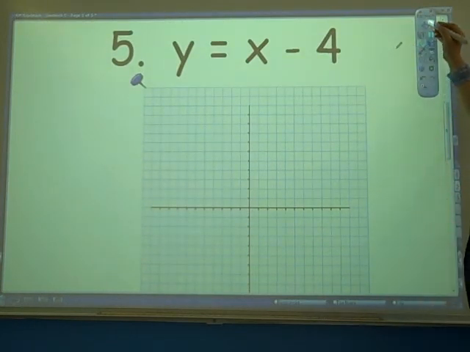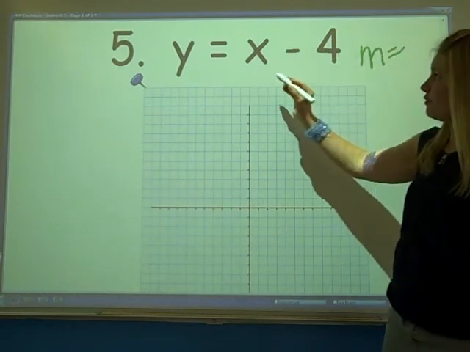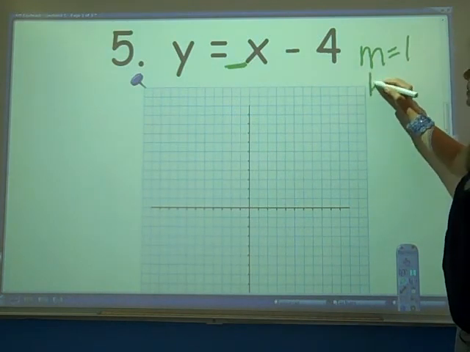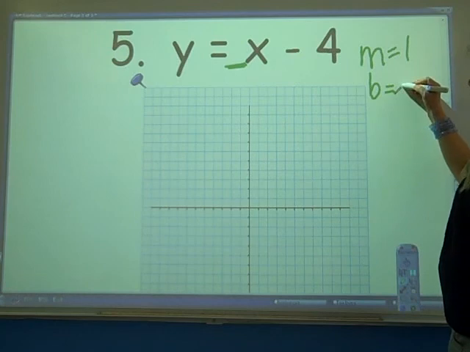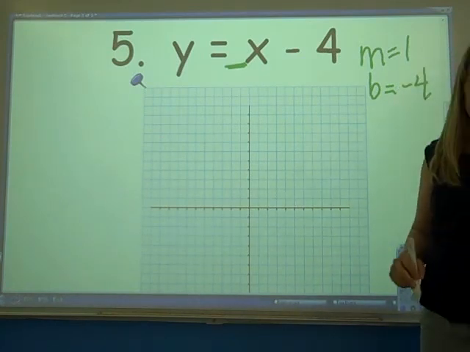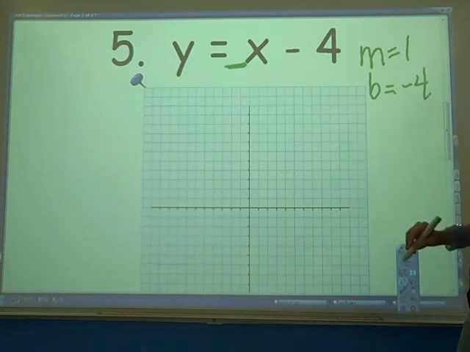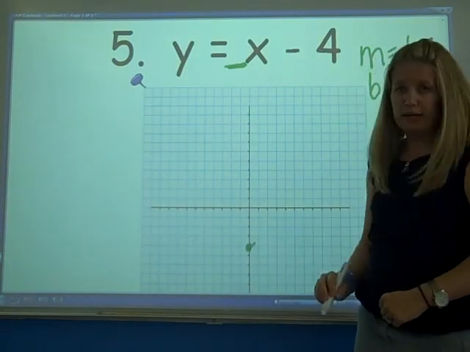Step 1, identify your m and your b. M is the number in front of your variable. In front of there is a 1. B, instead of +4, you have to write -4 here. That's step 1, identifying slope and y-intercept. Step 2, graph your y-intercept, -4. 1, 2, 3, 4. Plot it.